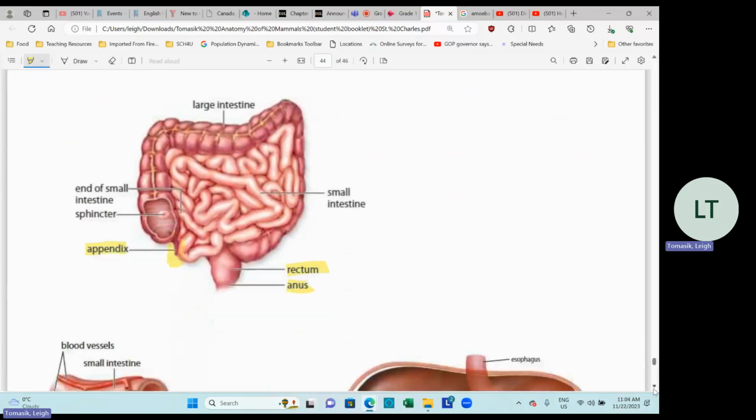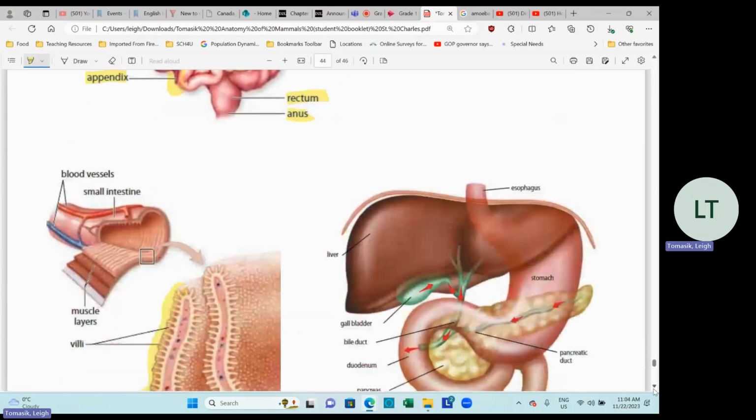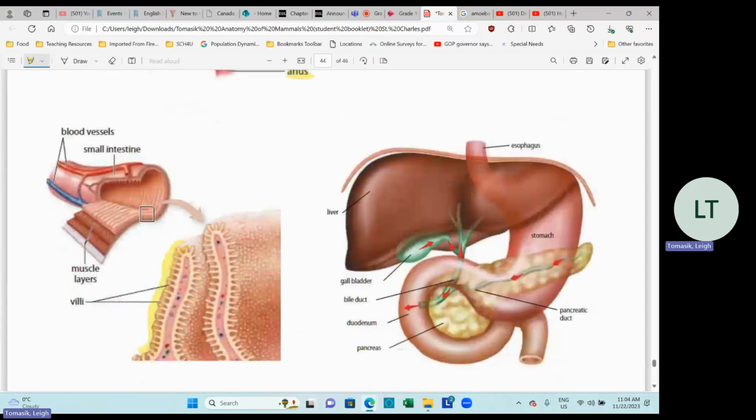So we have some pictures here that you should notice. We talked about the villi and the small intestine. You can also see the small intestine has very many muscle layers, and that's to continue squeezing food through the tube. And then you can see how the different organs of the digestive system are related to one another. So here we can see the small intestine. Here we have the duodenum, okay?